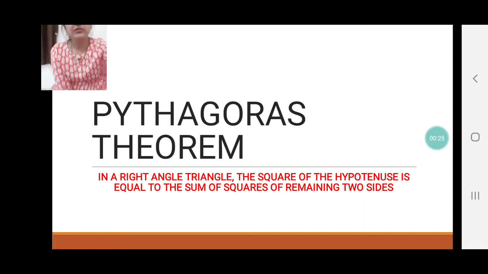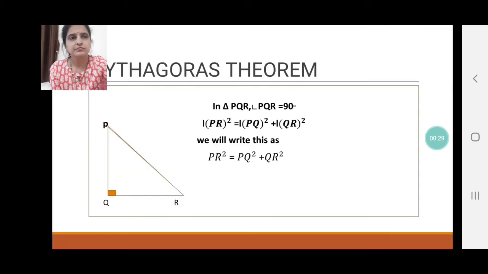Mathematically it can be written as, in triangle PQR, angle PQR is 90 degree. So the side opposite to that is PR. So PR square will be equal to the sum of the squares of the remaining two sides. Now the remaining two sides are PQ and QR. So PR square is equal to PQ square plus QR square.